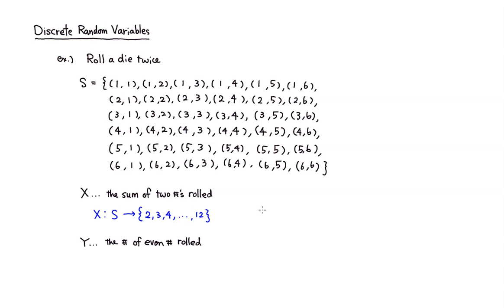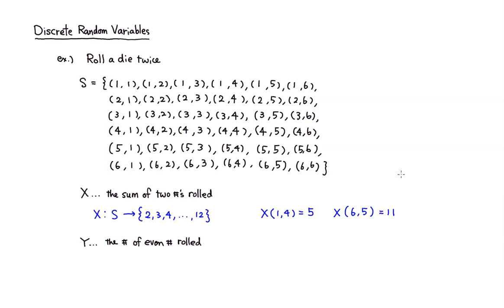For example, if you plug (1, 4) into X, it gives you the value 5. I'll do one more. If you plug in (6, 5), you add them up, so the random variable has a value of 11.